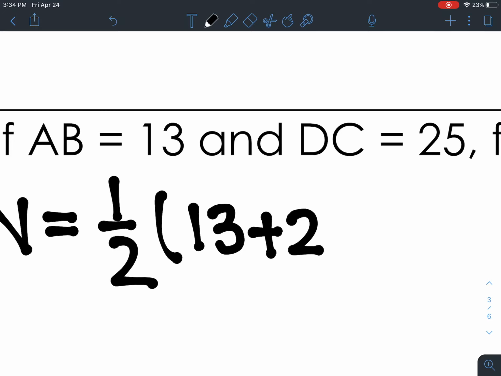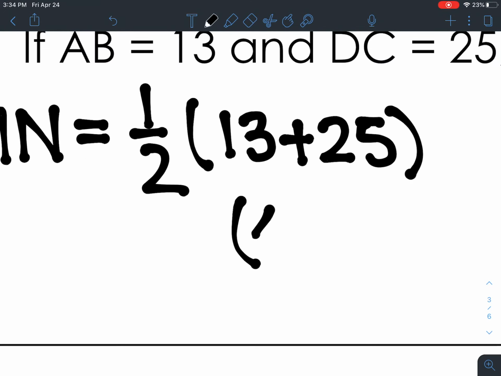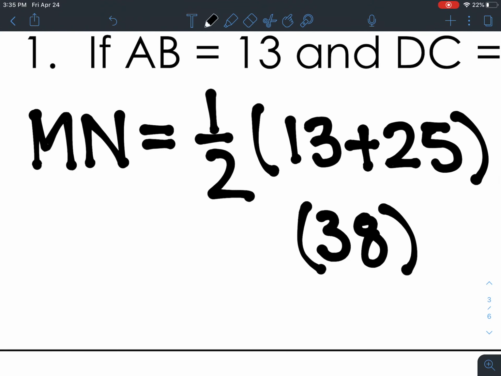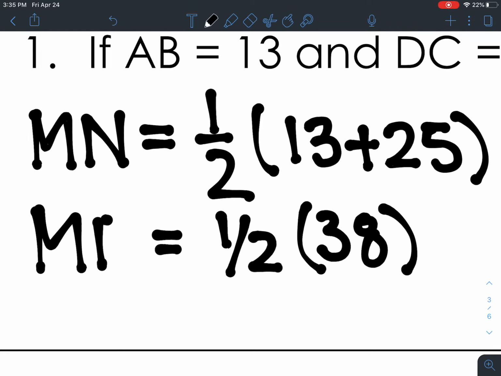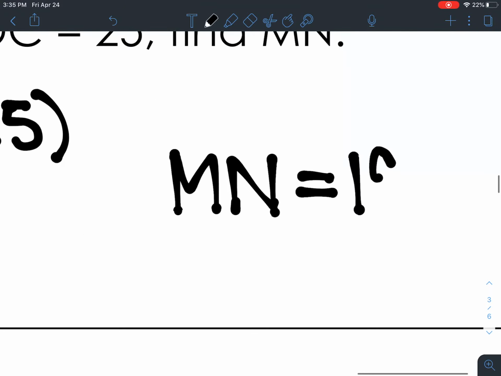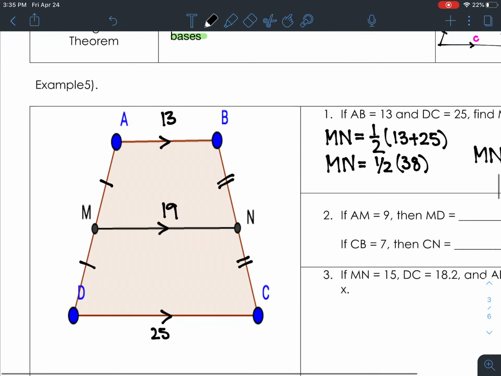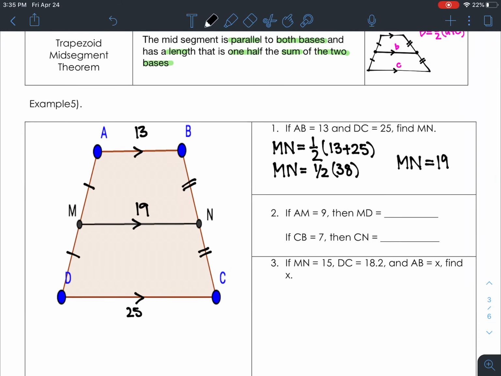25. If we add 13 plus 25 together, I'm going to get 48. Is that correct? Oh, 38. That was bad math, Ms. Jones. And so you're going to have 1/2 times 38, which means that the length of that mid-segment is 19. And that should make sense to you. That mid-segment has to be in between 13 and 25. That's all that's saying.